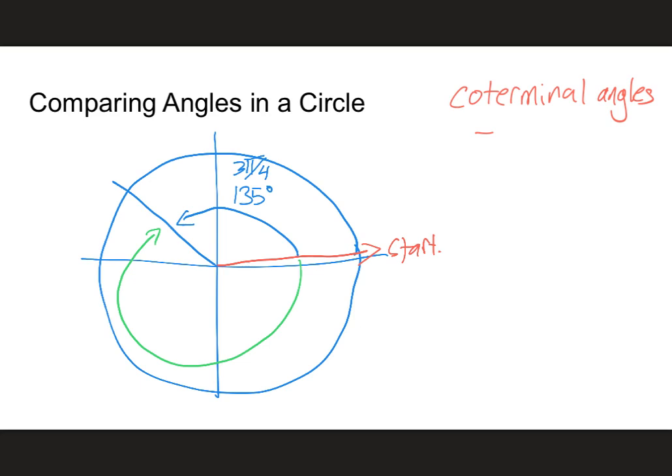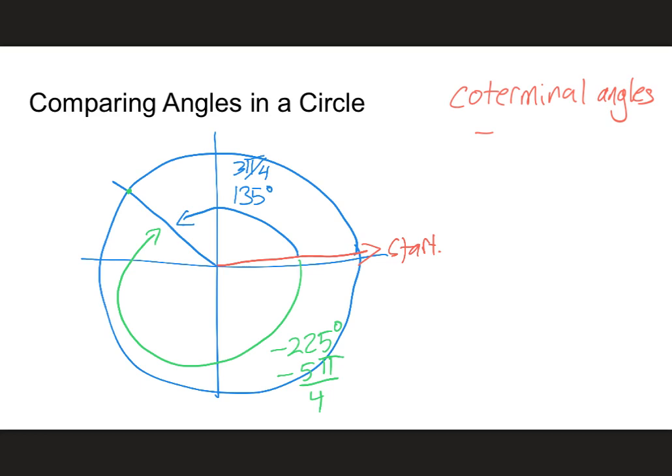The other angle down there would be 180 plus 45, which would be negative, because we're going in that direction, 225 degrees. That would also be negative 5 pi over 4. And both of those would end up at the same terminal side. So we call those coterminal.